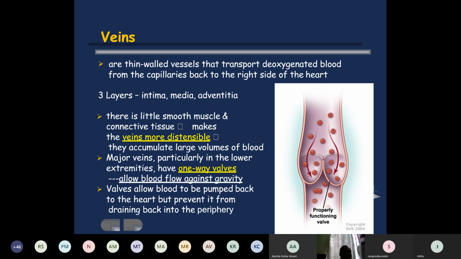The major veins, particularly in the lower extremities, have one-way valves. They allow blood flow against gravity. The valves allow blood to be pumped back to the heart and prevent retrograde flow. This diagram shows the walls and flowing RBCs.